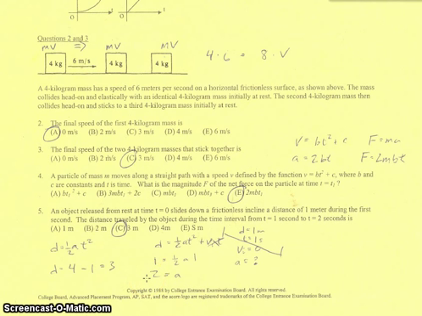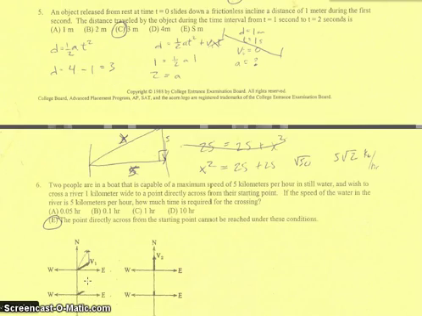Plug that in then to figure out the distance that it would be after 2 seconds, and then do the difference between those two distances to find 3 meters. Moving on to the next page.